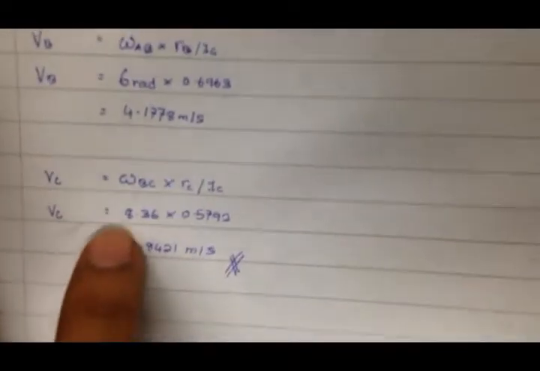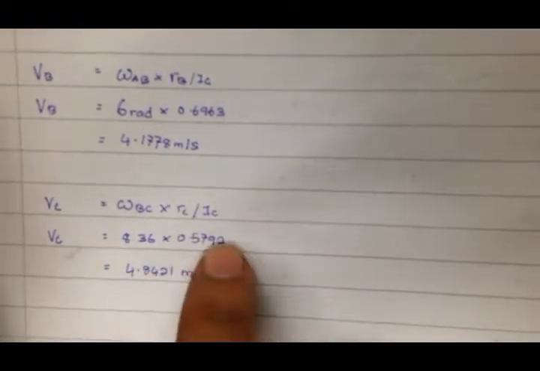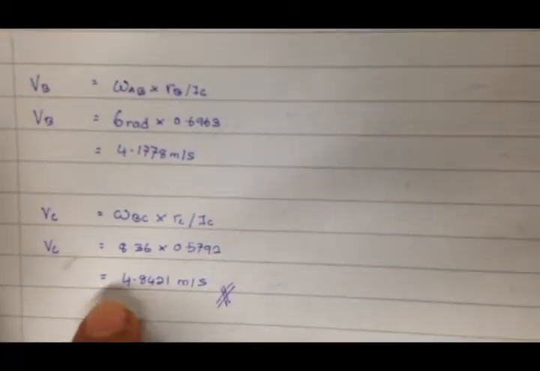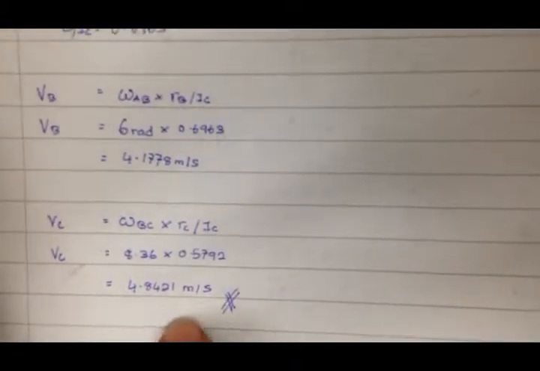So as you could see, after the product of these numbers here, we could get 4.8421 meter per second. So this is the final answer for the question.